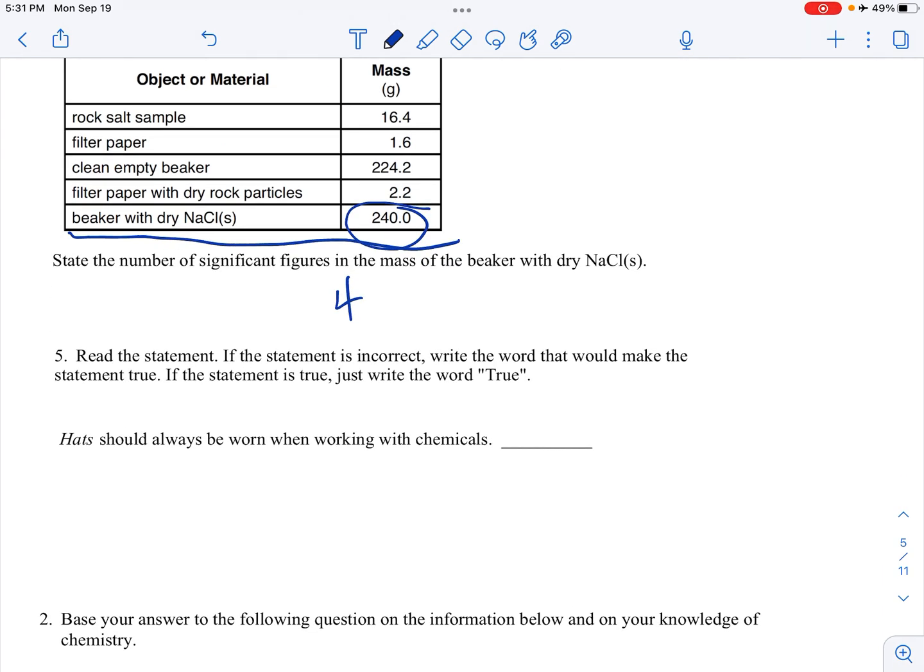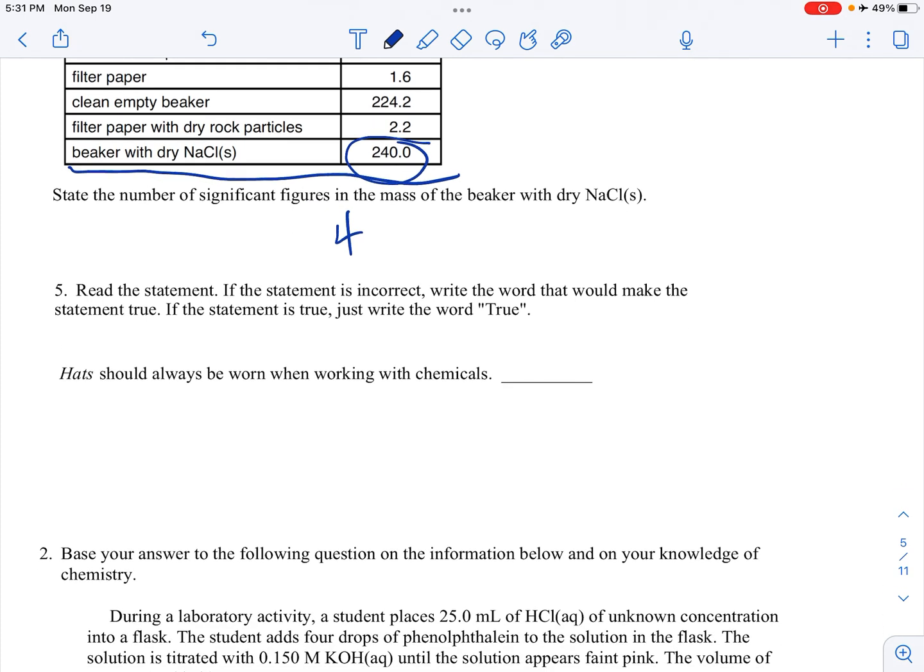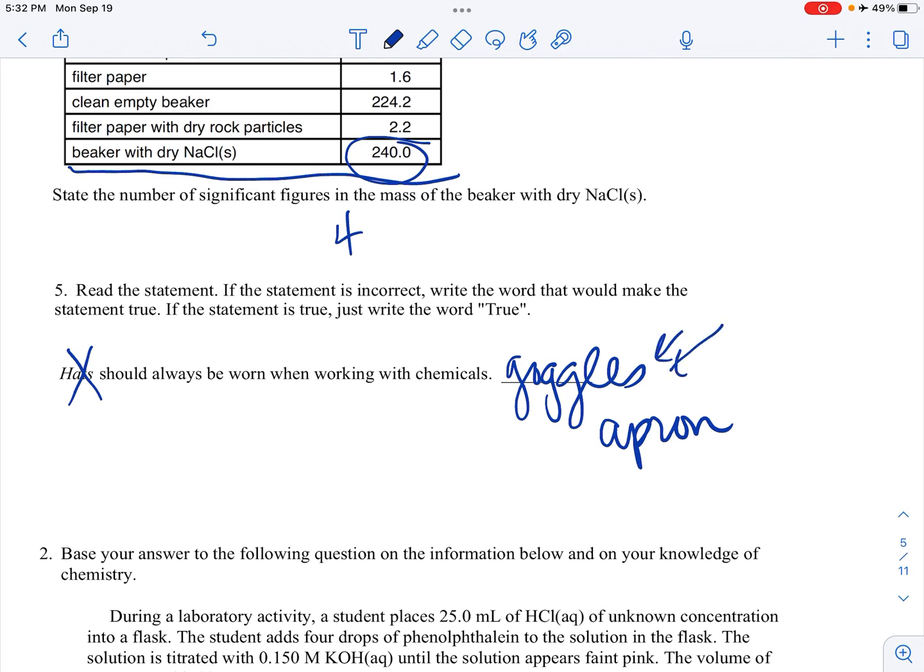These questions go out of order, but that's fine. Read the statement. If the statement is incorrect, write the word that would make the statement true. If it's true, just write true. Hats should always be worn with chemicals. So obviously that's not true, so we need to fix it. What should always be worn with chemicals? How about goggles? You might say an apron, maybe gloves, but not always. Goggles is probably your best answer.